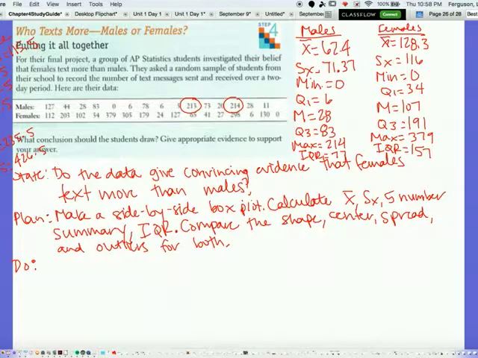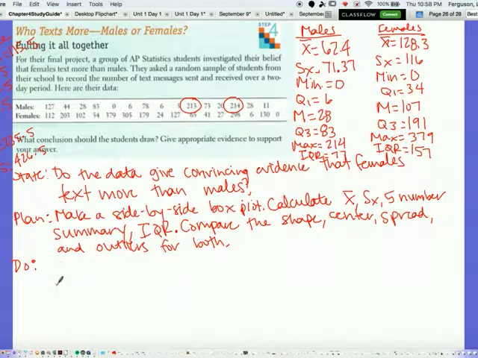I could go the other way. If I go the other way, though, I would say 34 minus 235.5, which is obviously going to give me a very negative number, and I can't have very negative number text messages. So on the females, I have no outliers. On the males, I have 2 outliers. So then I would want to construct a box plot.